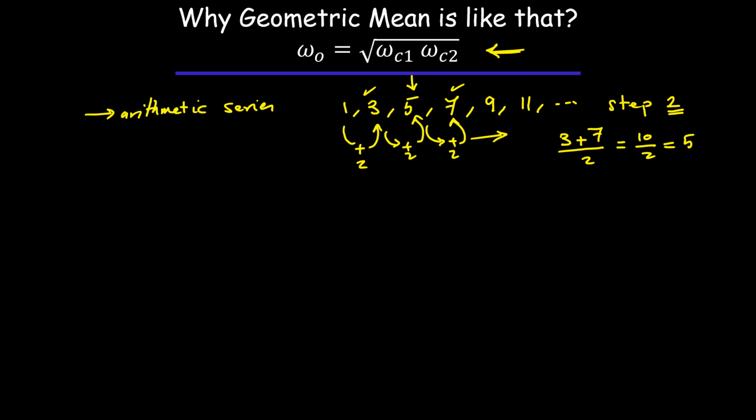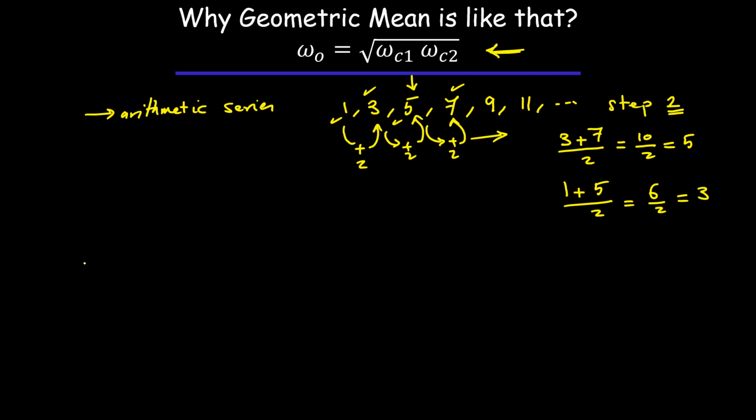And you can have other examples. Like, for example, we have the 1, we have the 5, and we want to know what's in the middle. Again, same principle: 1 plus 5 divided by 2, the average. This will give us 6 divided by 2, which is 3.